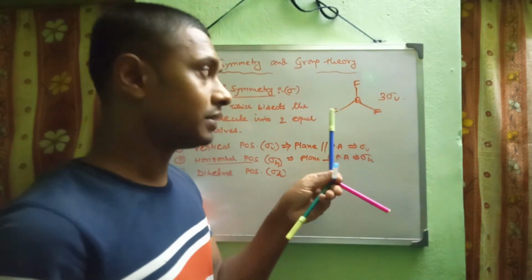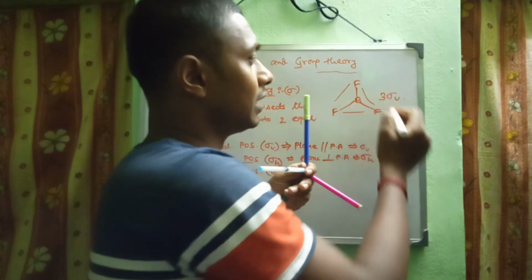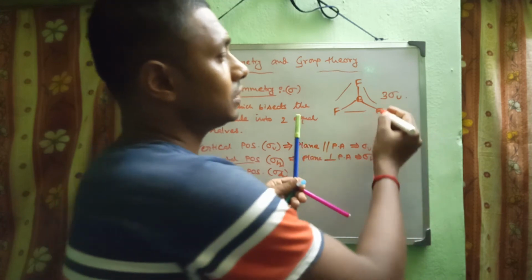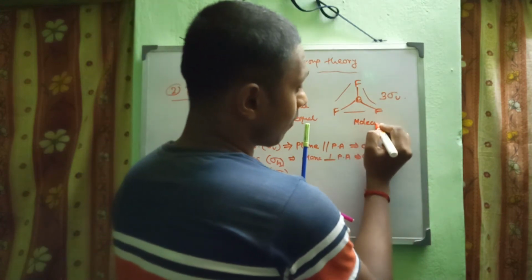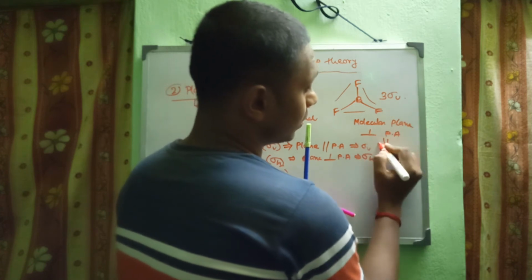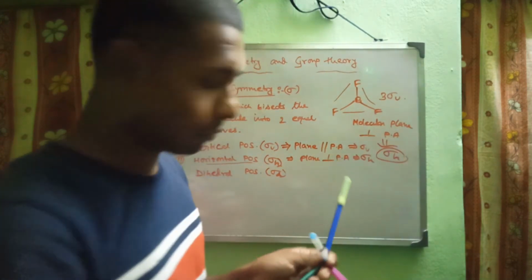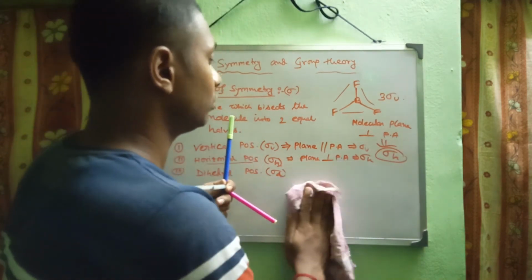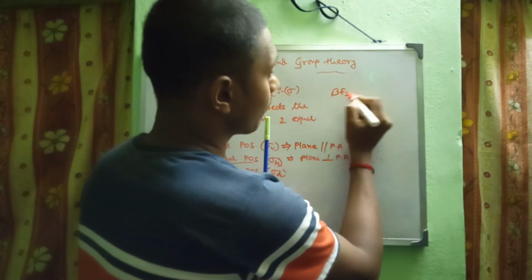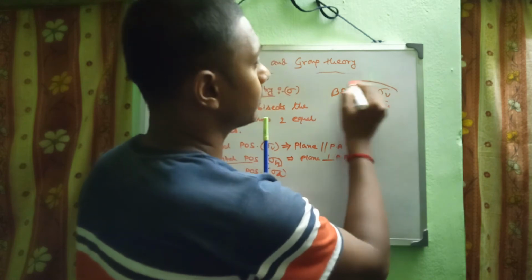Now this BF3 is a planar molecule, so it has a molecular plane, and this plane is perpendicular to this principal axis of symmetry. This plane, the molecular plane, is perpendicular to the PA, so it has a sigma H. Clear? So this BF3 molecule has 3 sigma V and 1 sigma H.